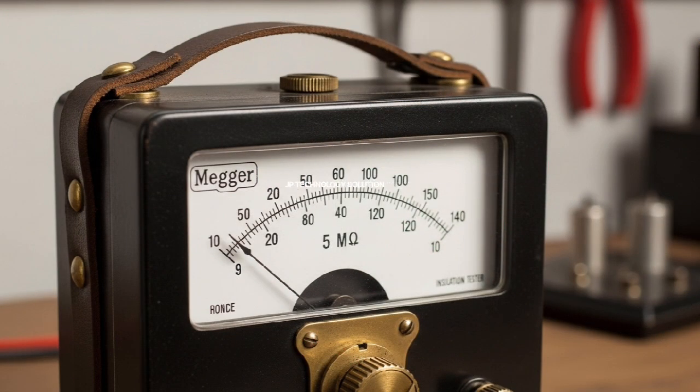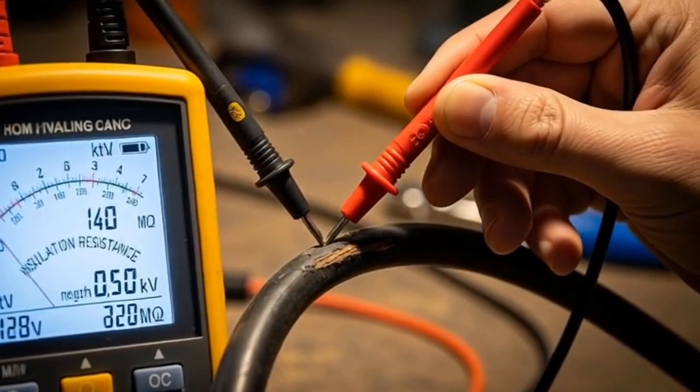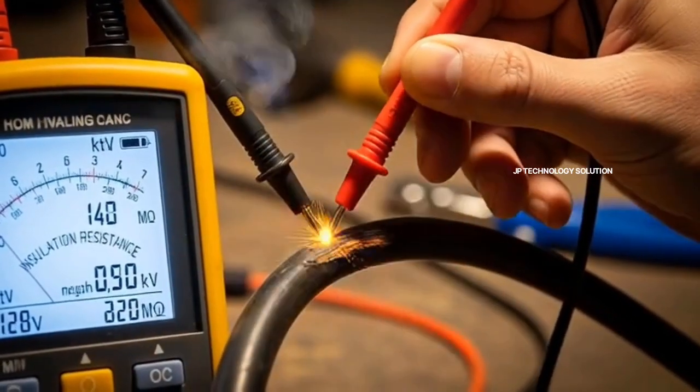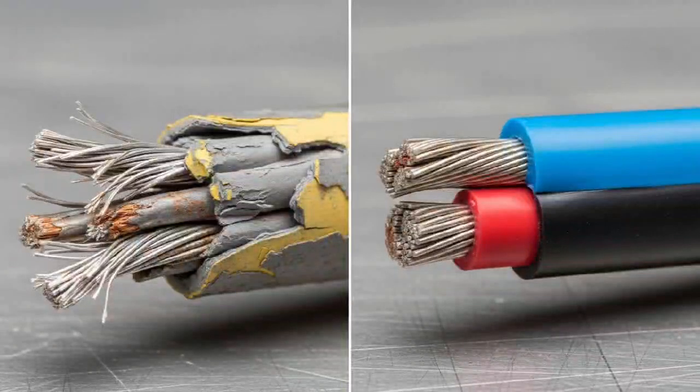For example, if you test a healthy cable, you might see 100 Megger ohms or more. But if the insulation is damaged or moisture has entered, the reading may drop below 1 Megger ohm, which is unsafe. Rule of thumb: high IR value equals good insulation. Low IR value equals possible fault, leakage, or damaged insulation.